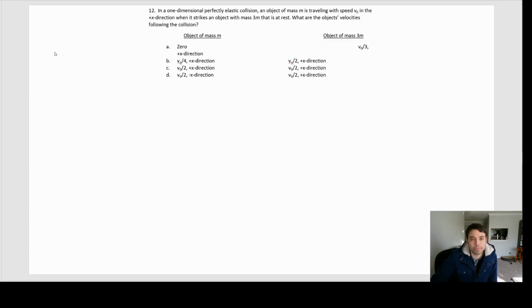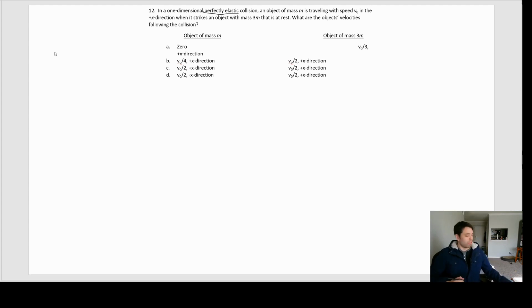All right, moving on. Number 12: in a one-dimensional perfectly elastic collision, and this is important here, perfectly elastic collision, an object with mass m is traveling with speed v0 in the positive x direction when it strikes an object with mass 3m that is at rest. What are the objects' velocities following the collision?